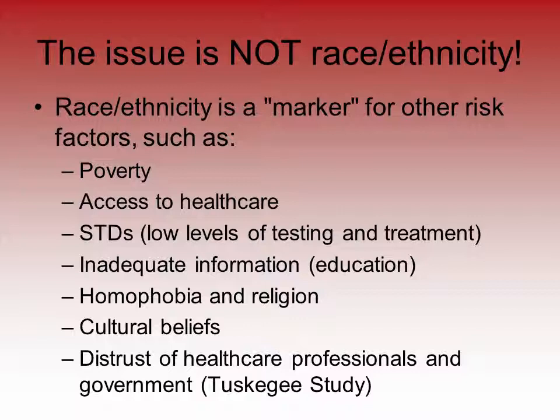Race and ethnicity are what we call a marker for other risk factors, such as poverty and access to healthcare. More African American people live in poverty or on low income, which limits access to quality healthcare. And when people have limited access to quality health care or live in poverty, they're more likely to contract STDs or STIs. That's due to low levels of testing and treatment, and having an STI increases the likelihood of contracting HIV.